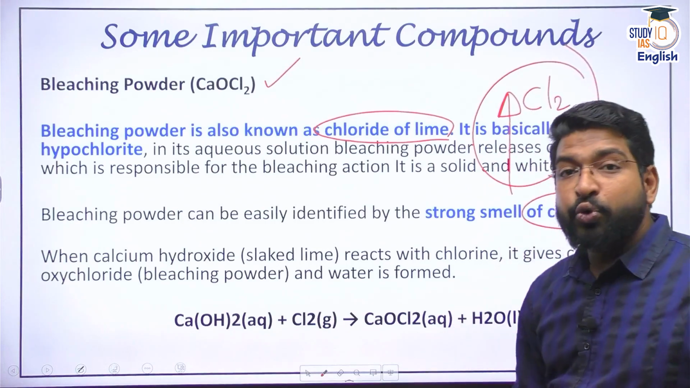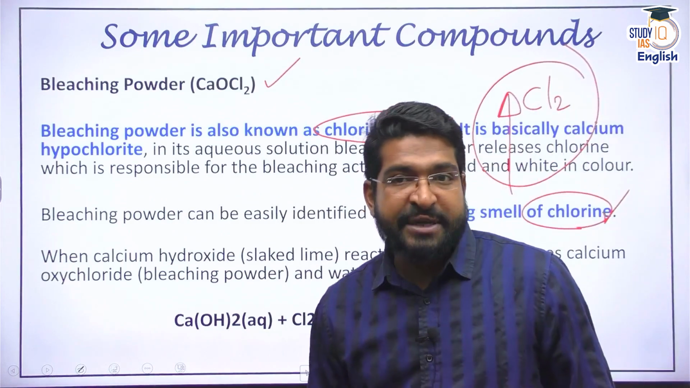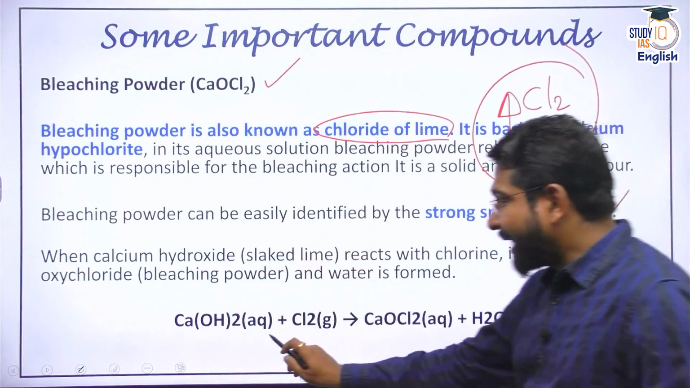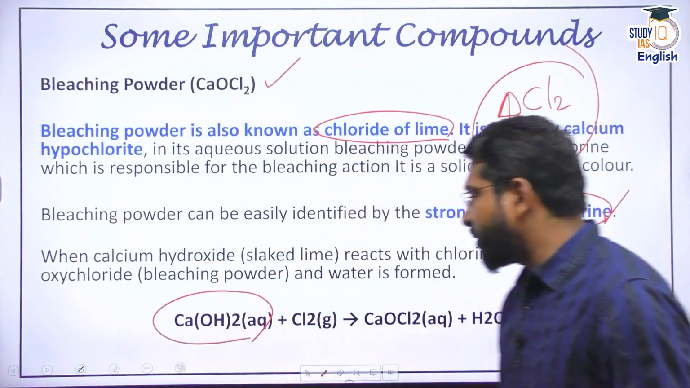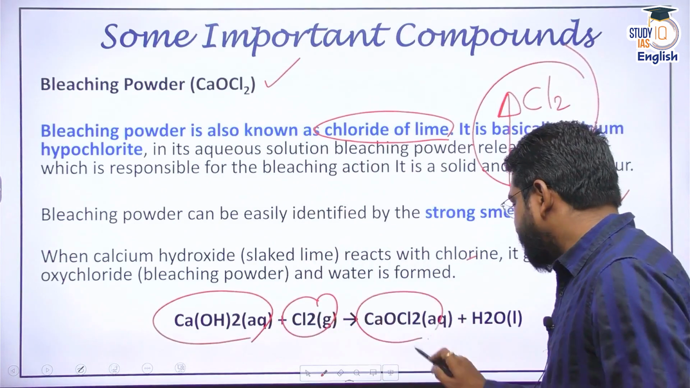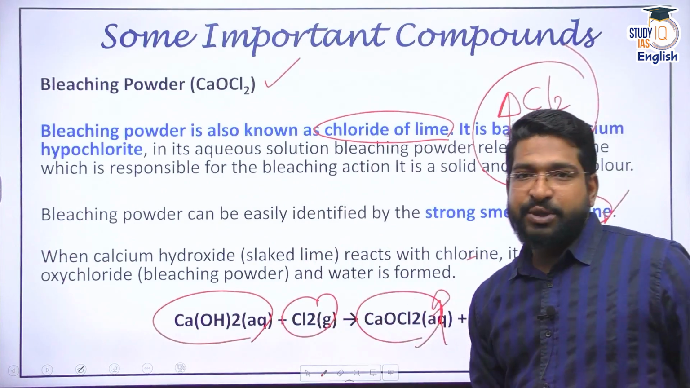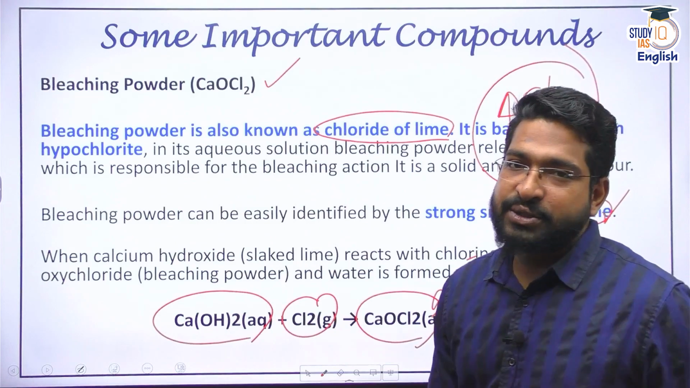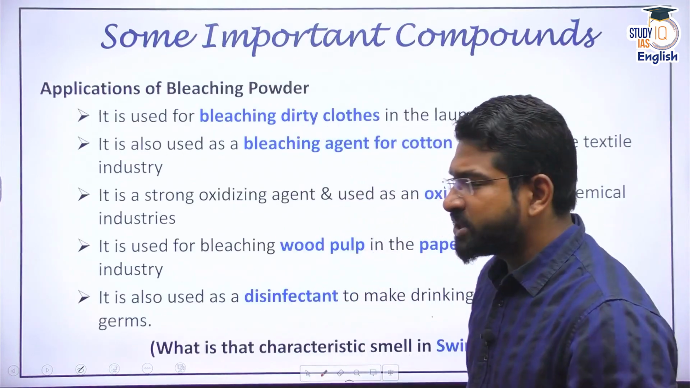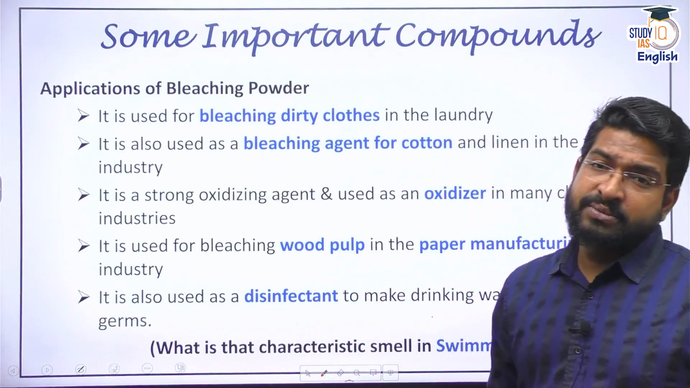But how do we produce this bleaching powder? Bleaching powder can be produced from slaked lime, that is calcium hydroxide, aqueous calcium hydroxide. When it reacts with chlorine gas, it leads to formation of bleaching powder or calcium hypochlorite. We use bleaching powder extensively in our day-to-day lives. Bleaching powder is used for cleaning our dirty clothes.